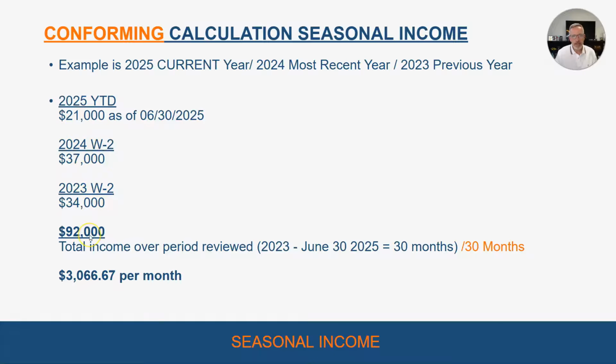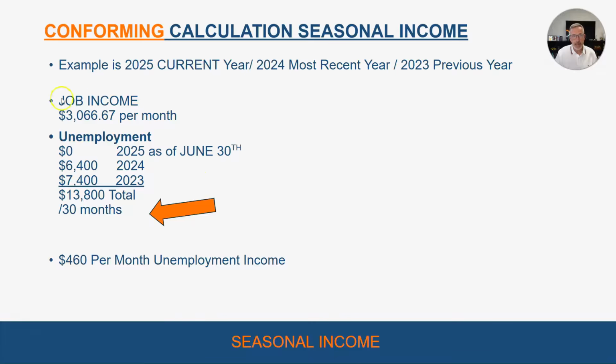Well, you add that up, it's 92 grand. And remember, with stable or increasing income, you want to average them all out. So you put them all together, divide by 30 months, and you get a total of 3066.67 per month. That's the way the guidelines say to do it.